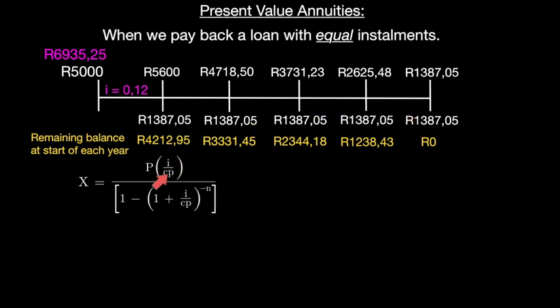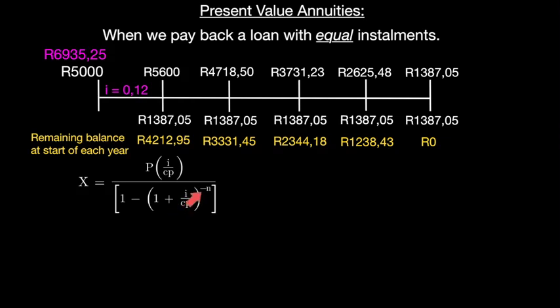So in this case, our compound period is going to be 1 because it's every year, right? Now we divide with 1 minus, and in brackets 1 plus, again the interest rate as a decimal divided by the compound periods, which is 1 because it's yearly. If it was monthly it would be 12. If it was semi-annually it would be 2. If it was quarterly it would be 4.